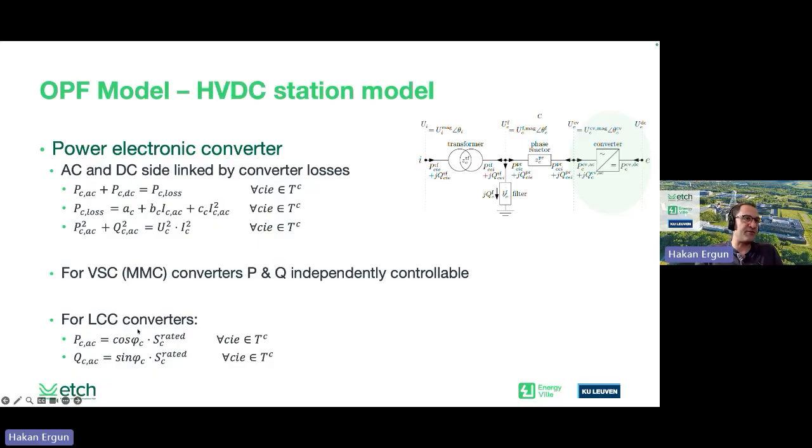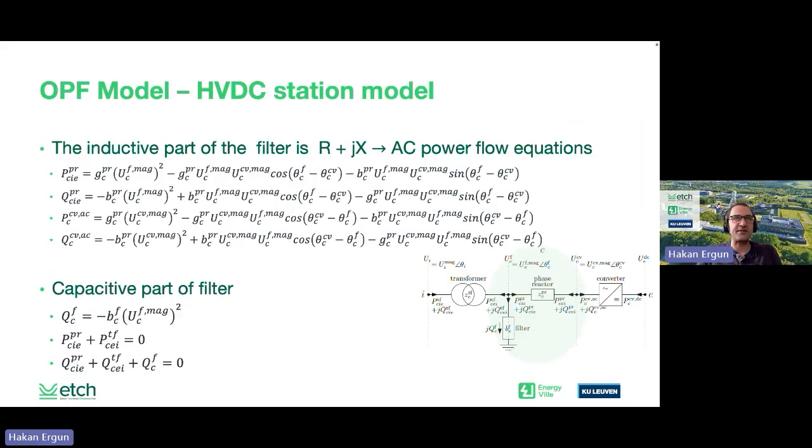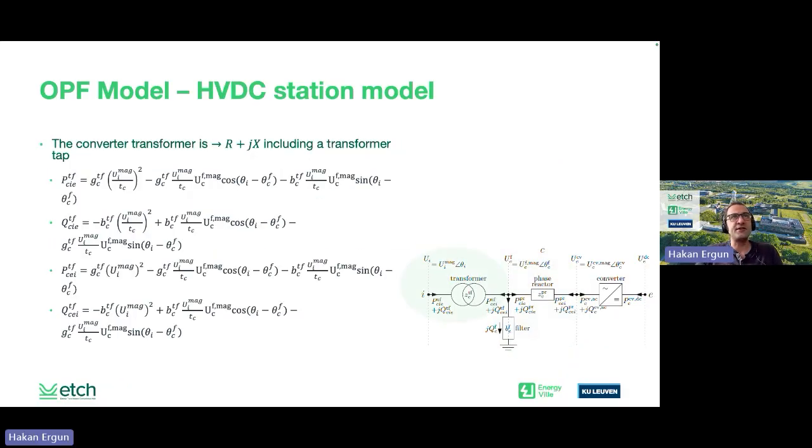And of course, when we have LCC type of converters, then we also need to additionally have a link between the active and the reactive power, as these are going to be defined by the firing angle that we have. The AC part of the converter station is going to obey exactly the same equations that we had before for modeling AC lines and transformers. So at the end of the day, nothing really new there.